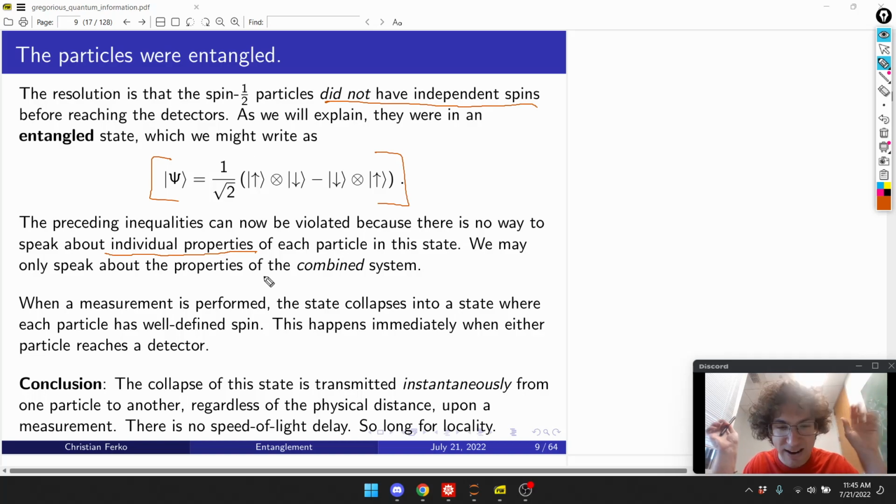That's it. That evades these general inequalities, which assumed that each spin had a well-defined value, up or down, or more generally some vector, at all times throughout the time of flight. This is the evasion.